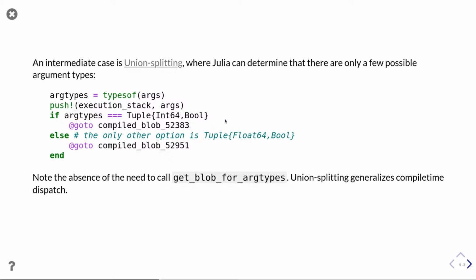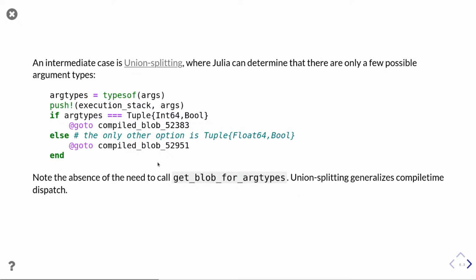It can simply check to see if the argument types match a certain predetermined pattern of one of only a few patterns that are possible. And if it matches that one, it goes to one particular blob. And if it matches the other option, in this case where there are only two, it goes to the other blob. And so there is some runtime dispatch here. It can go to one blob or the other.